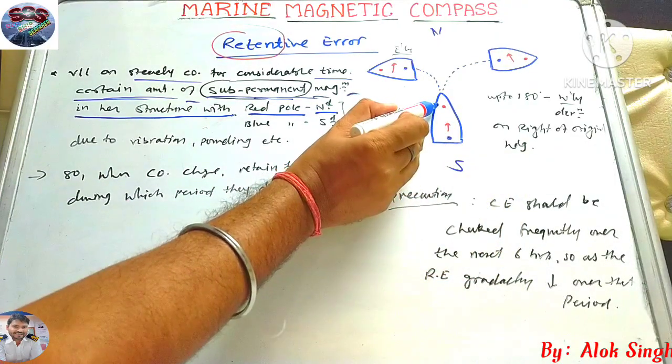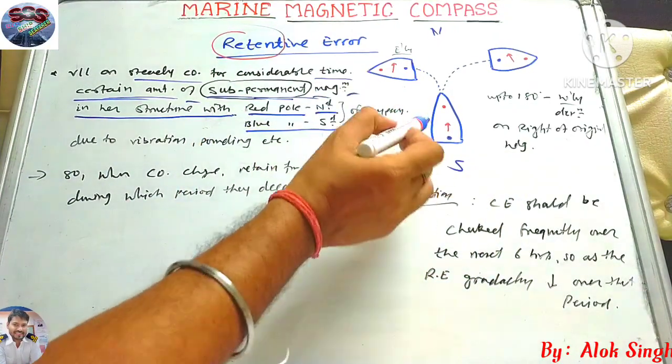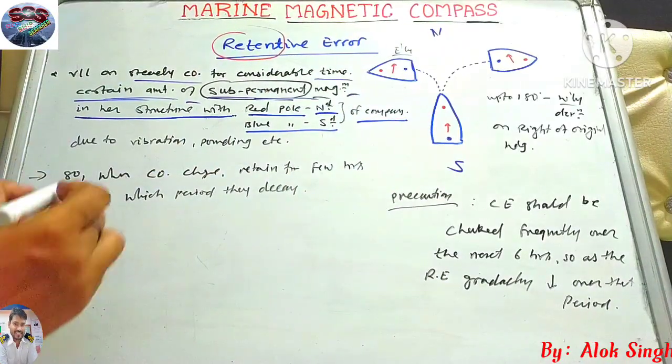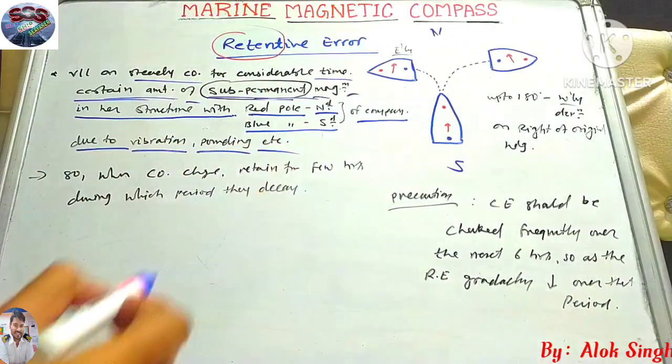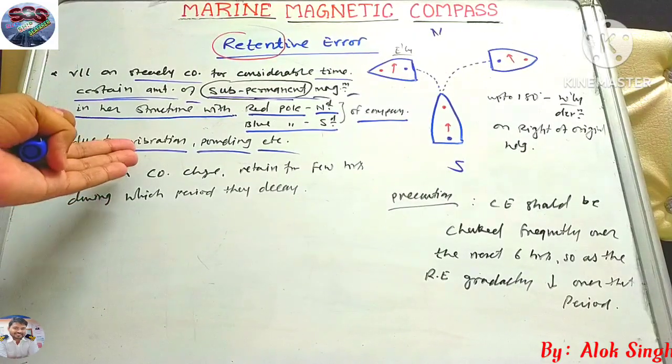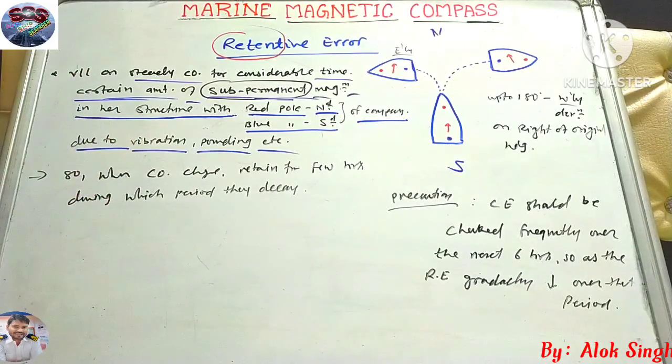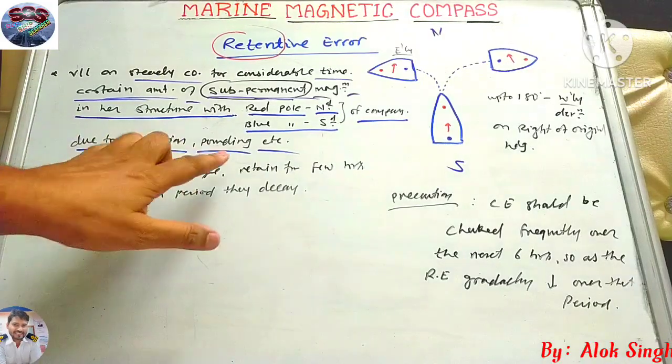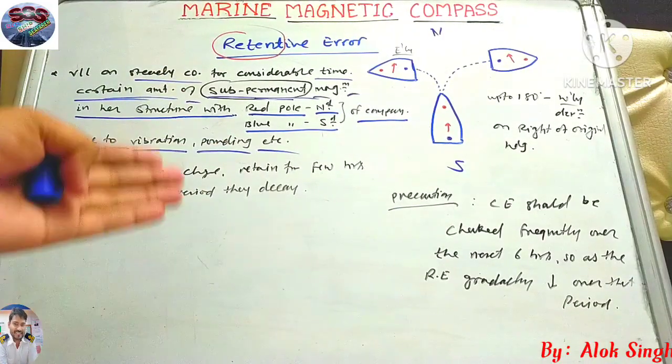So the red pole is constructing toward the northward and the blue pole toward the southward of the compass, due to vibration, ponding, etc. That is what we actually experience when the vessel is underway. We get vibration because of the machinery, because of the wave action or some other actions, and ponding also because of the wave action we experience there.